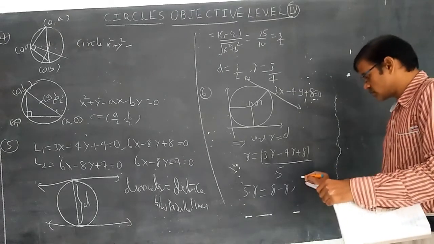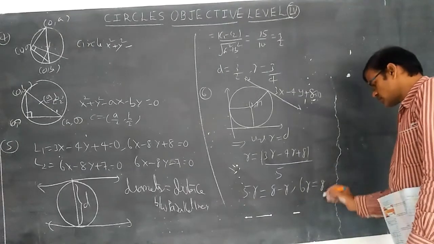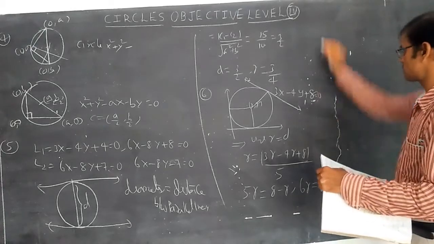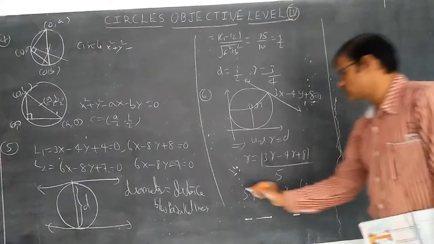6r is equal to 8. That case is not possible. 6r is equal to 8, r is equal to 4 by 3. According to the options here, there is no 4 by 3. So case 1 is not needed.